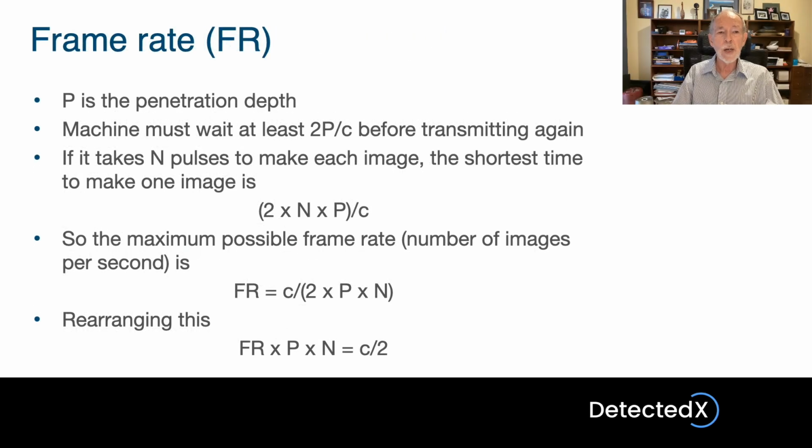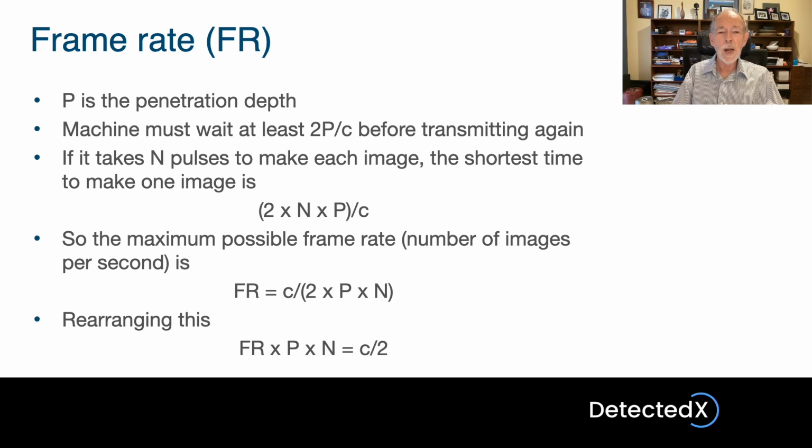Let's now look at the frame rate, which is the number of images per second that the machine produces. We need to take into account the penetration depth, P. I introduced this before. This is the maximum depth from which detectable echoes return. So that tells us that the minimum amount of time the machine has to wait between one transmit pulse and the next is 2 times the penetration depth divided by C. So this allows us to calculate the minimum amount of time between one transmit pulse and the next.